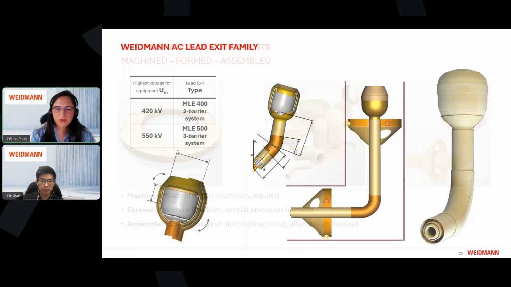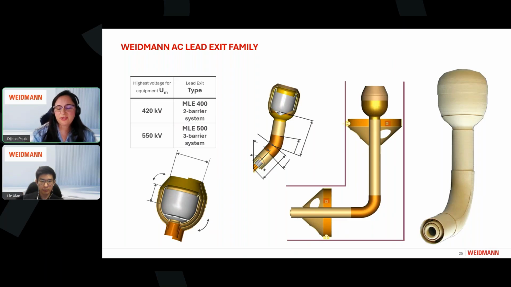But to show that the design of such lead exits didn't just come out of nowhere, it is worth mentioning that we have a legacy of producing AC lead exits, starting in two types. First, a modular lead exit produced for two voltage levels, here shown 420 and 550 kV systems.